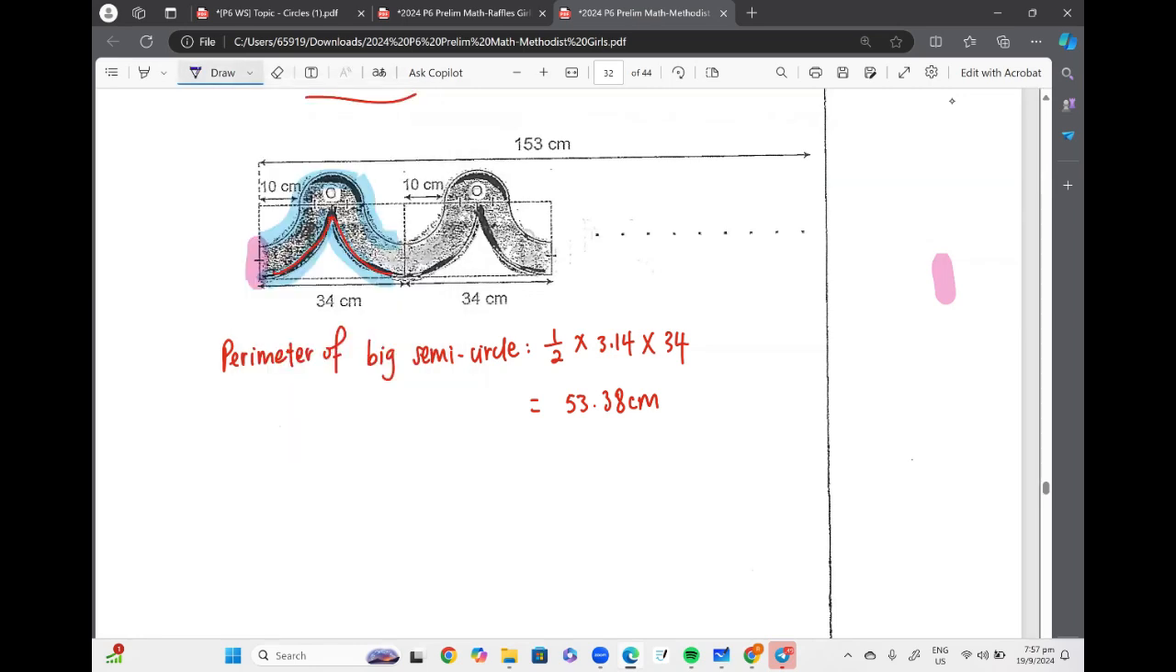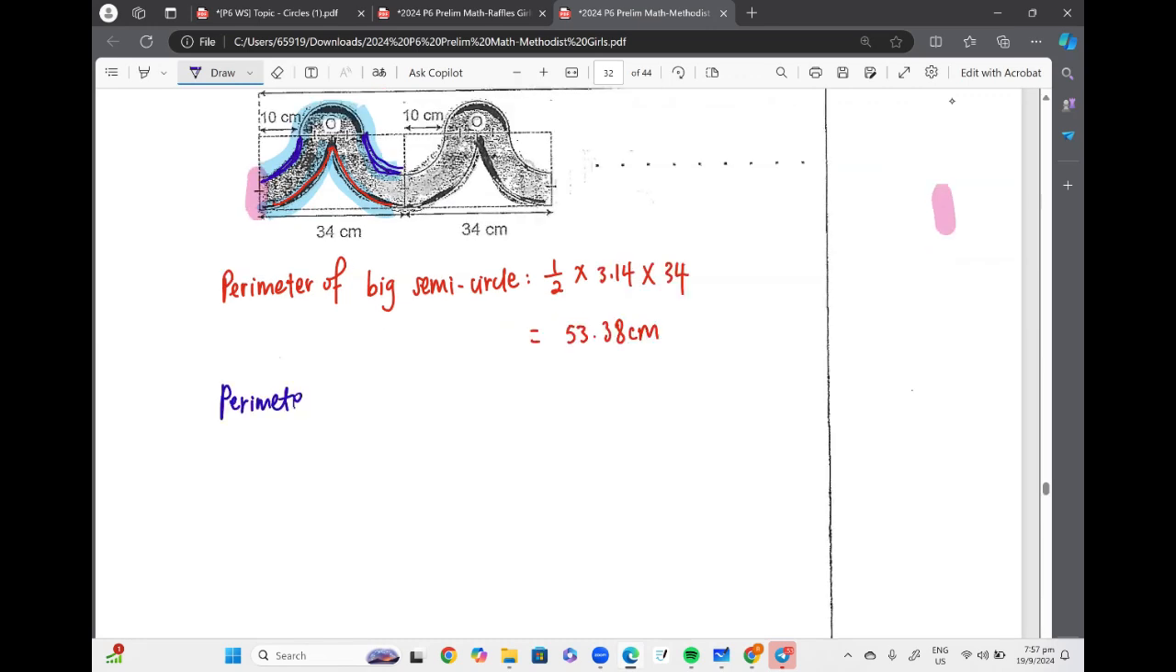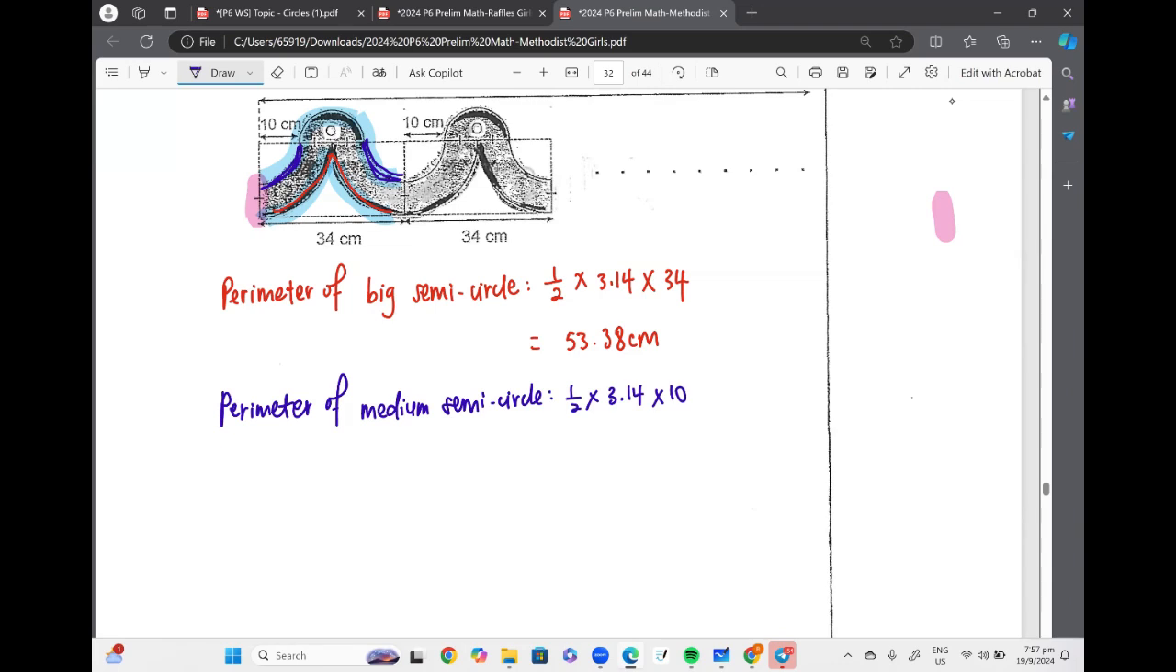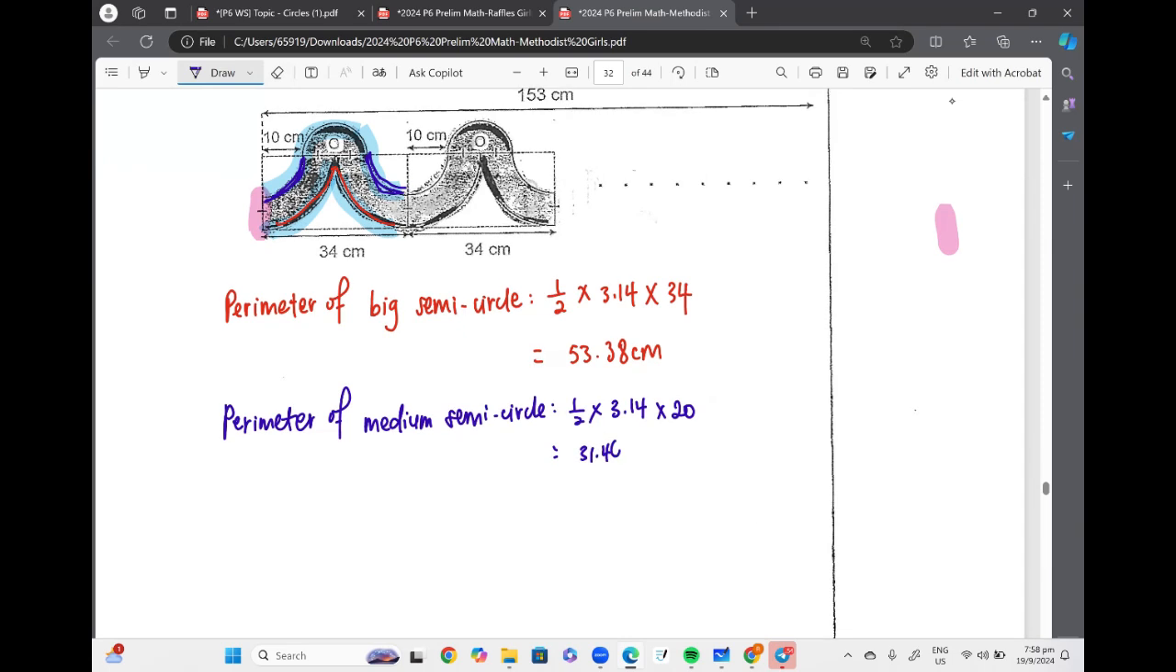Next, for the purple part, which is over here and here, which is also a semicircle, but of a smaller parameter, can I call it the medium semicircle, which is technically half times 3.14 times what? Sorry, that's to find area. Half times 3.14 times, what is the diameter? 20, which is technically half times 3.14 times 20, which I'll get to an answer of 31.4 cm.